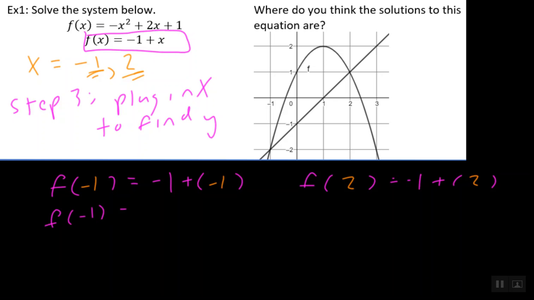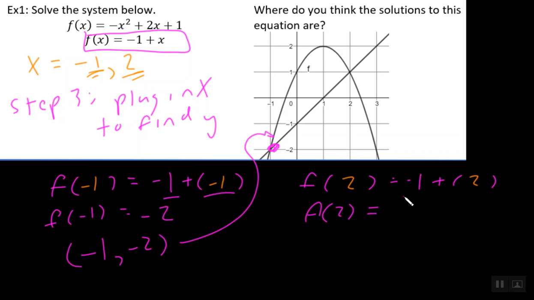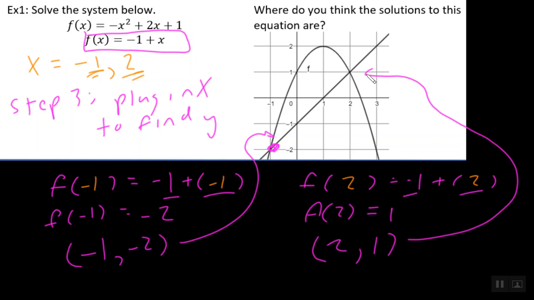F of negative 1 is equal to, well, negative 1 plus negative 1 is negative 2. And this gives us the point negative 1 comma negative 2, which we see is right there. Over here, we'd say, f of 2 is equal to negative 1 plus 2, which is positive 1. And so this would give us the point 2 comma 1, which is right there. All right? And that's how you solve a linear and quadratic system.